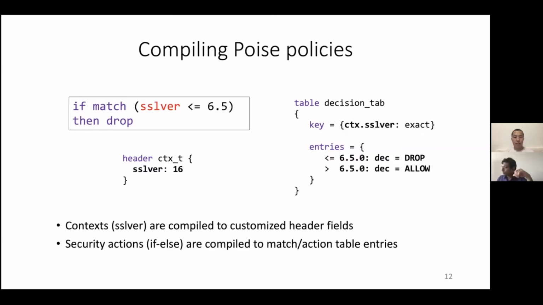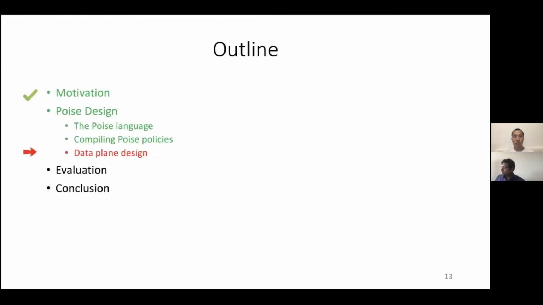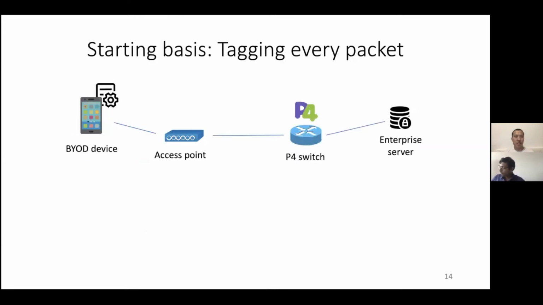Otherwise, we make a decision, which is allow. So we have seen how we generate a piece of P4 program so that we can identify the customized header, and then we make a security decision. Next, let's put it together and take a look at how the system runs at runtime, which is how the data plane works.